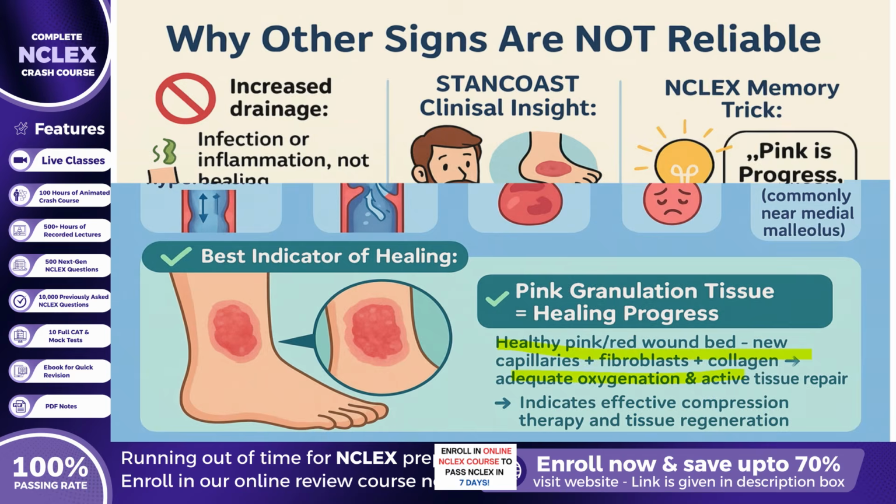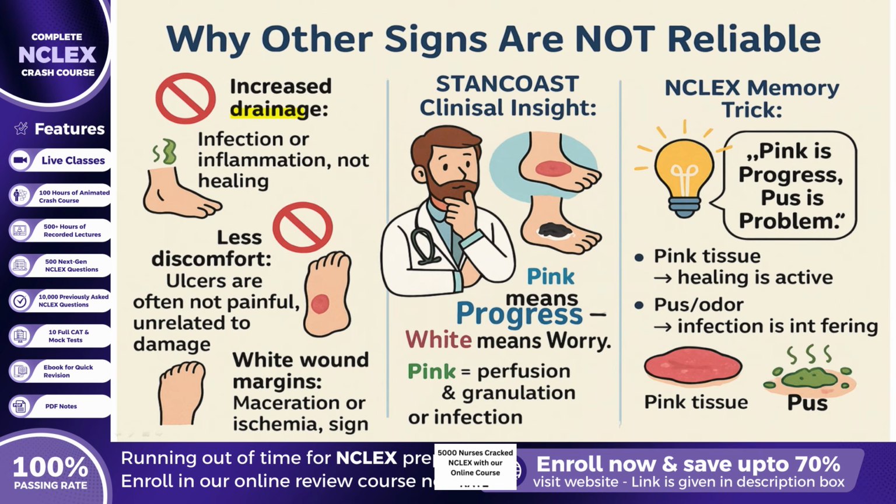Option A, which mentions increased drainage despite a smaller wound, is incorrect, because a rise in drainage, especially if it becomes thick, cloudy, or foul-smelling, often indicates ongoing inflammation or infection. Option B, decreased discomfort, is not a definitive marker either, as venous ulcers are typically not very painful even in their active phase. Thus, reduced pain may occur independently of healing.